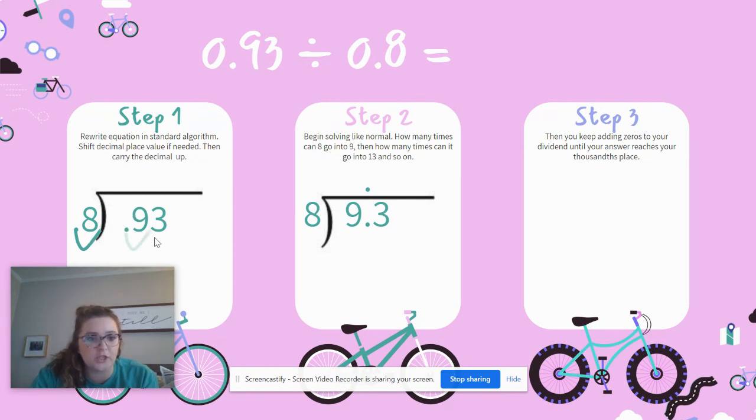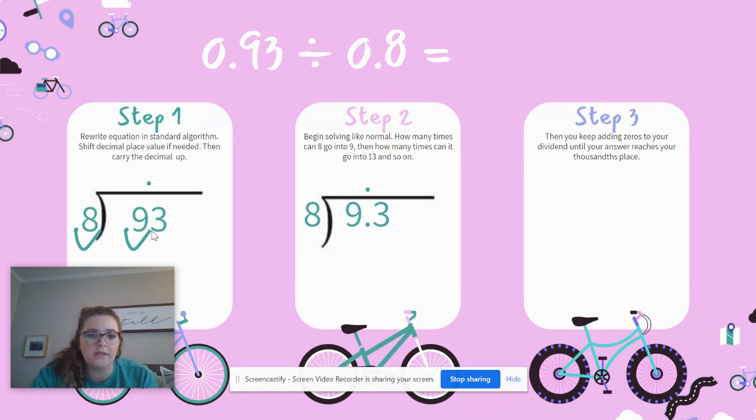So my trick is to shift my decimal place over. What I'm actually doing is multiplying 93 hundredths times 10. Well, when I multiplied 8 tenths times 10, I got the whole number 8. And when I multiplied 93 hundredths times 10, I got 9 and 3 tenths. Remember, it's okay to leave a decimal in your dividend or the number inside your house. It's not okay to leave a decimal in your divisor because you have to know your facts of that number, and we don't know our facts of decimals.